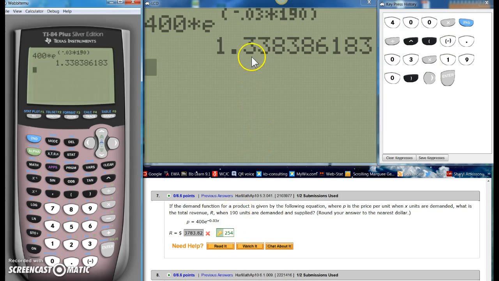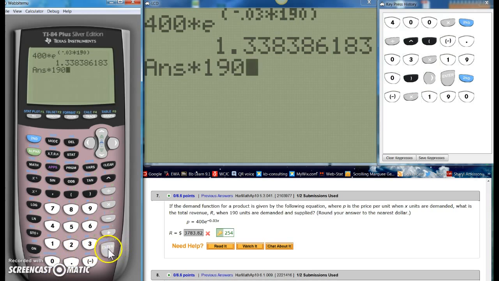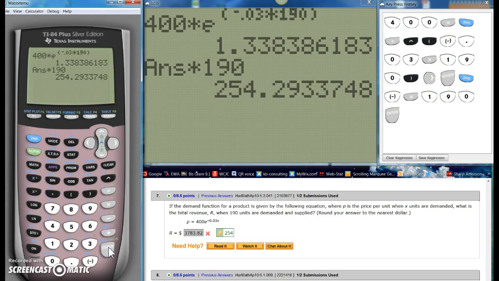Now we are supposed to be looking for the revenue, so that revenue is on 190 units. We want this answer. Don't truncate this. When you truncate or round early, that's going to cause you to get an incorrect answer as well. So we say second and then the negative key, because right above that it says ANS, that's answer. We want that previous answer, and to that we multiply it by 190 units. Enter.